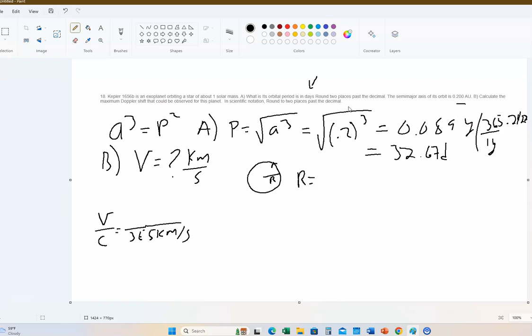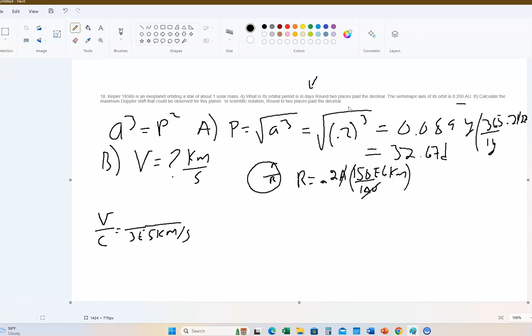Well, actually, before I do that, let me just put this. The radius is 0.2 AU. I didn't mean to put the decimal that far away from the 2. 0.2 AU. And then in 1 AU, in kilometers, it's 150 million. So 150 times 10 to the 6th kilometers. All right, that's what 1 AU is.